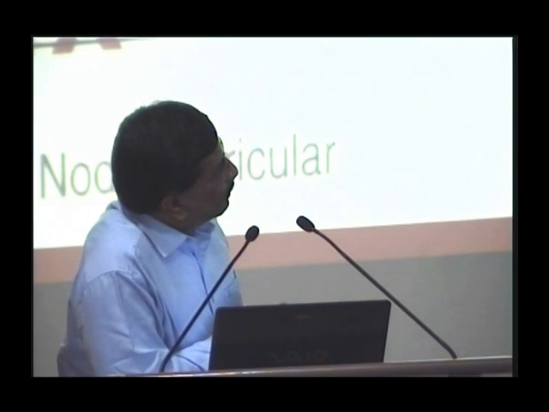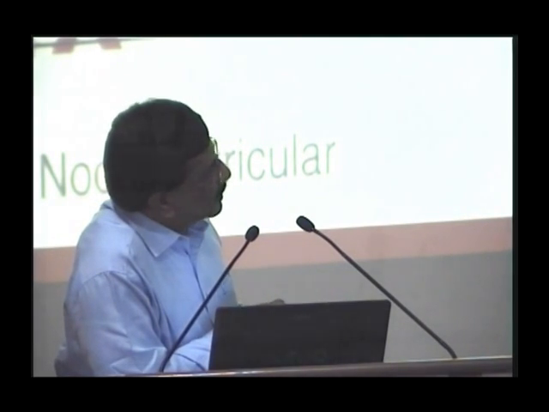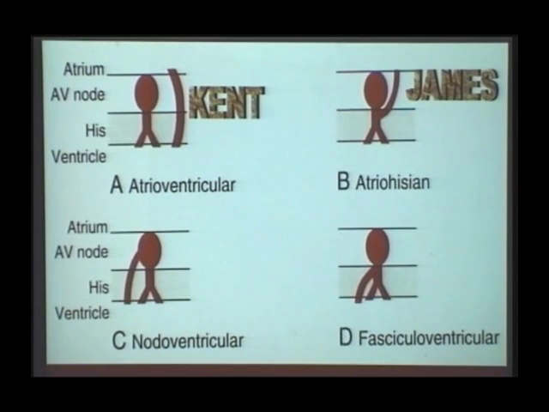One is an accessory pathway which connects the atrium to the ventricle, bypassing the AV node. This is the commonest of the bypass pathways, called the Kent pathway. Then there is a pathway which can connect the atrium to the bundle of His, bypassing the AV node. This is called James.